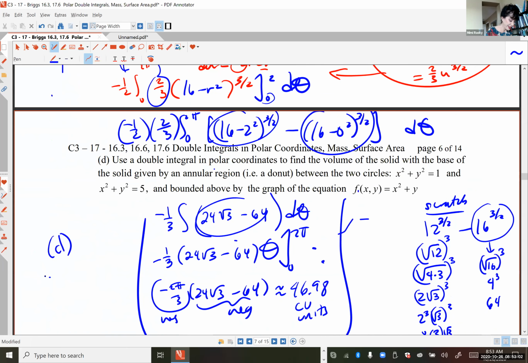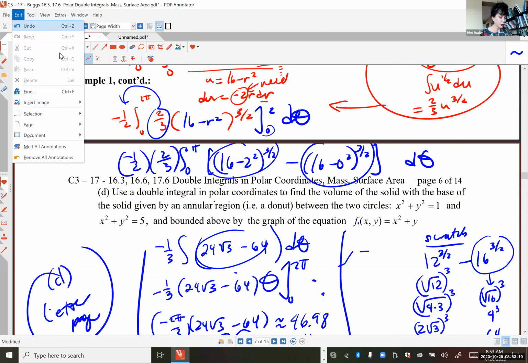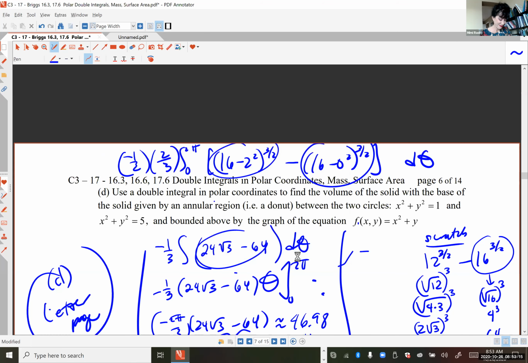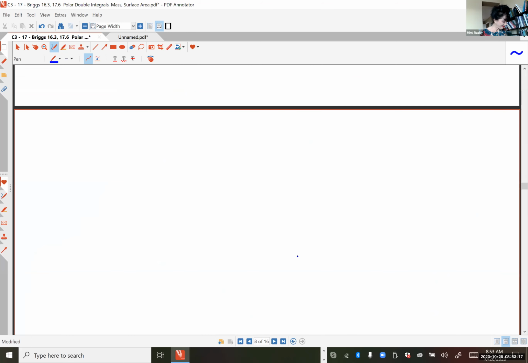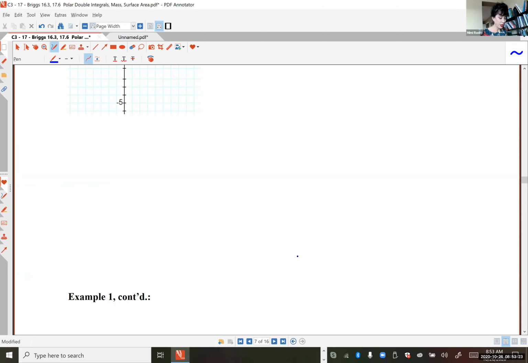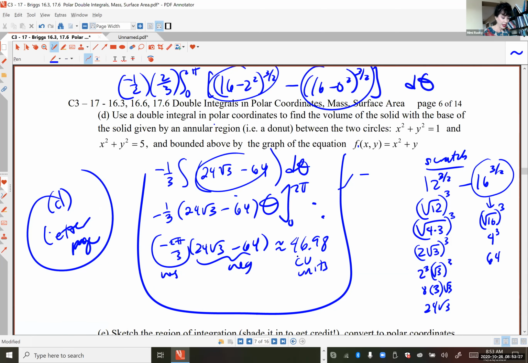So I'm going to do letter D on the next page, and it's a little bit harder because there's a little more to it, mainly because the region of integration is a little strange, but I like it because it's kind of fun. Okay, so letter D, they're asking us to use a double integral in polar to find another volume. Oh, man. And they want an annular region as the base, and that means a donut.